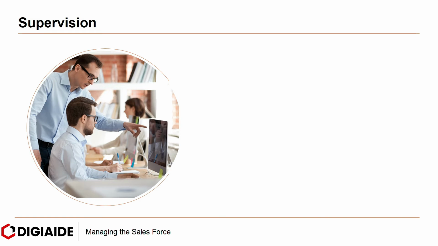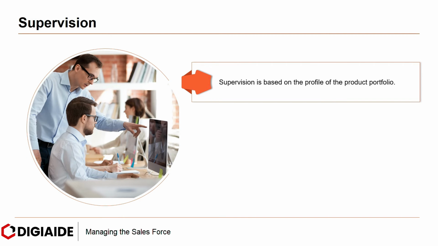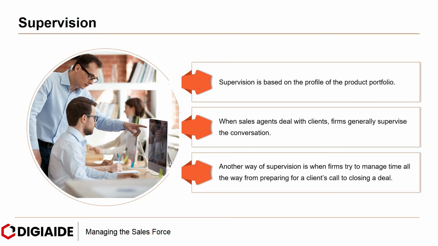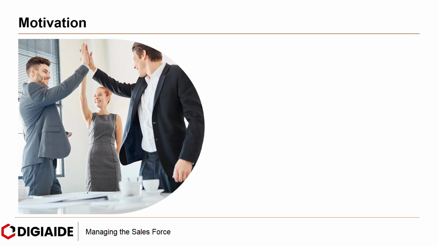Moving on to supervision. Supervision is based on the profile of a product portfolio. When sales agent deals with clients, firms generally supervise the conversation. Another way of supervision is when firms try to manage time all the way from preparing for a client's call to closing a deal. Moving on to the aspect of motivation.